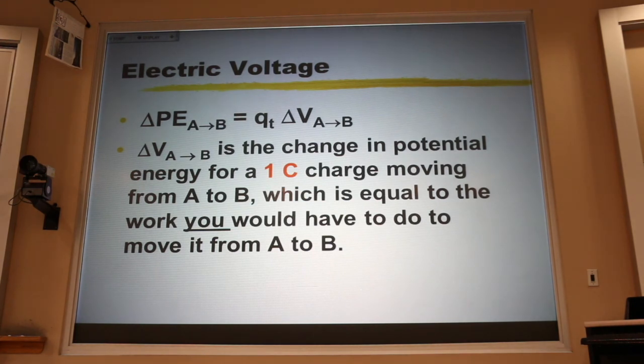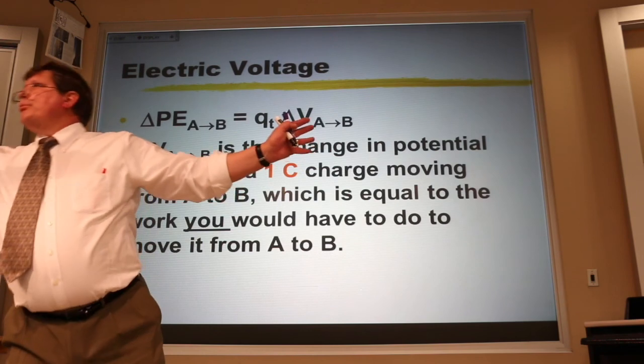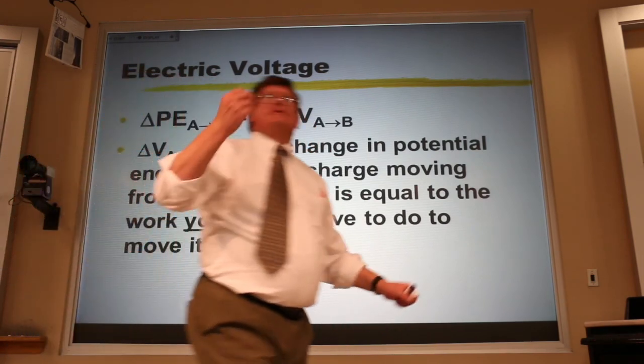If you tell me how much 1 gallon of gas costs, I can tell you how much any car full of gas is going to cost. You've got 15 gallons, I can tell you how much that costs, as long as I know how much it is per gallon. This is how much energy per coulomb, not per gallon, per coulomb.